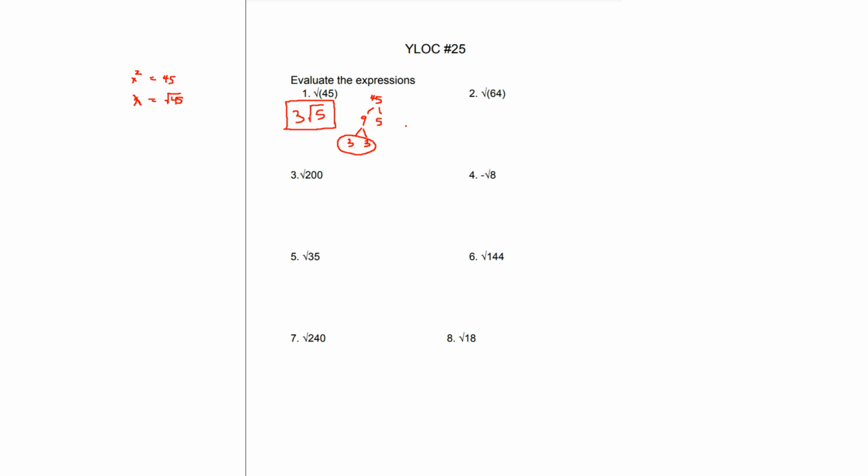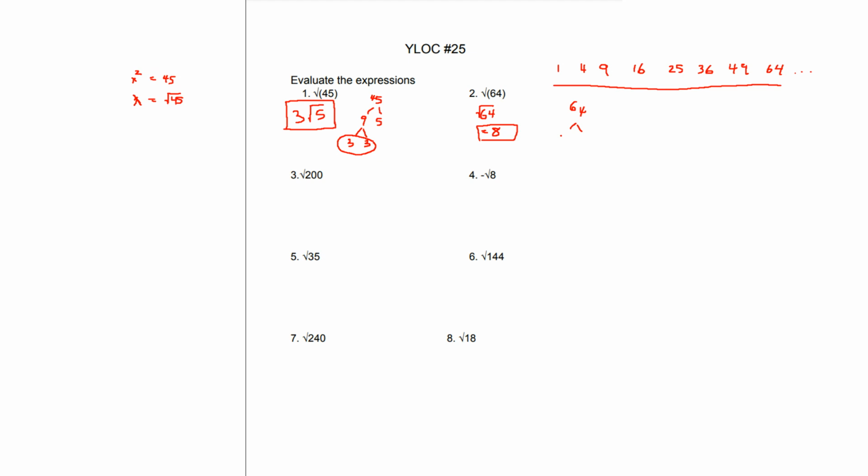Okay. For number 2, we have the square root of 64. And 64 is just going to be one of those numbers that are easy. Let's see: 1, 4, 9, 16, 25, 36, 49, and 64, and so on. These are all going to be relatively easier when you're familiar with square roots. So 8 times 8 is 64. So the answer is 8.